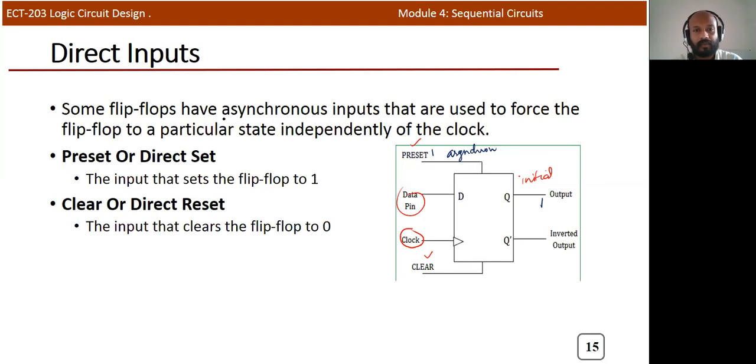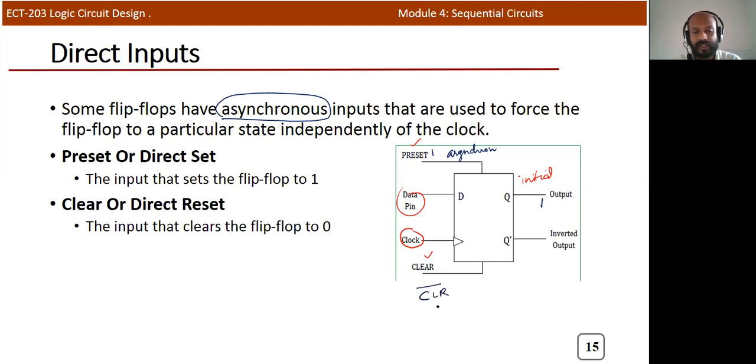Because with an asynchronous input, at any instant this preset or clear signal is activated, the output will change. There is no importance for the clock when you compare to preset and clear. When you buy standard flip-flop ICs, normally you can expect two extra control signals, preset and clear. These can be active low preset and active low clear signals also. That is, it can be clear bar.